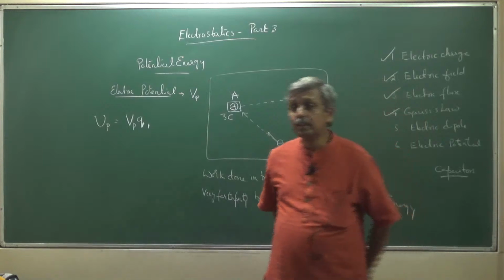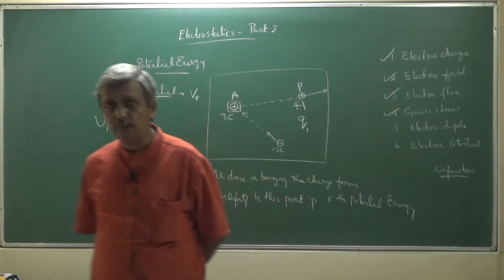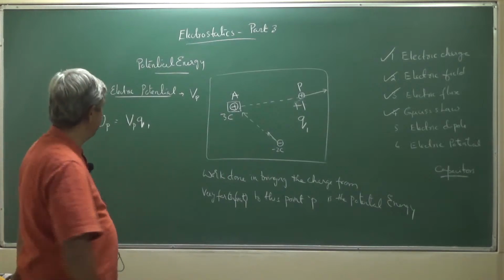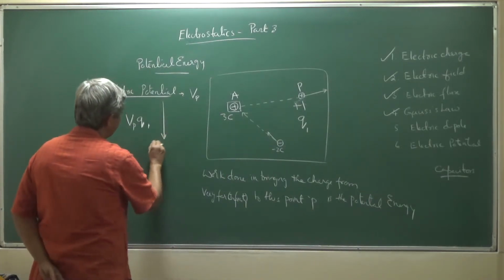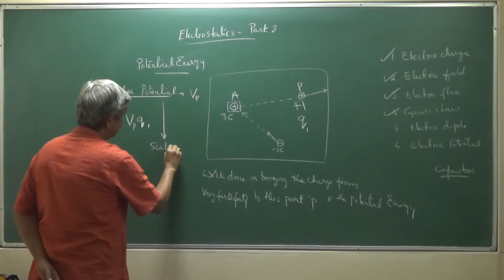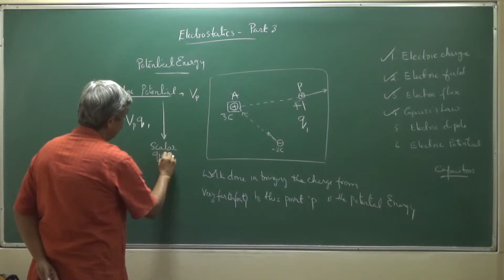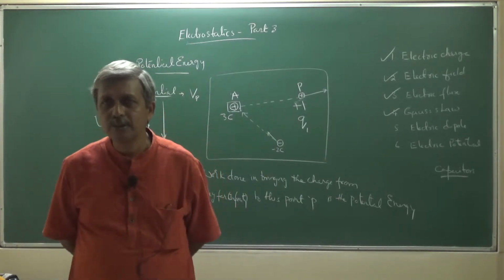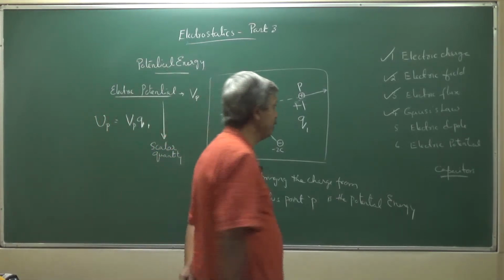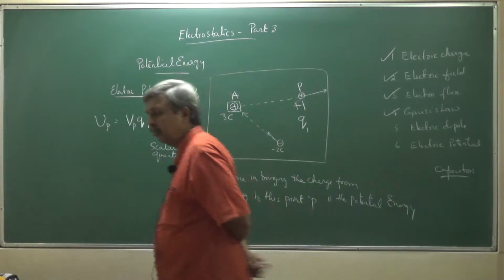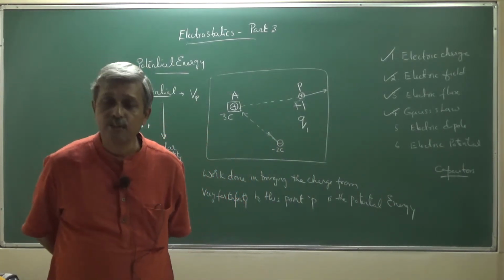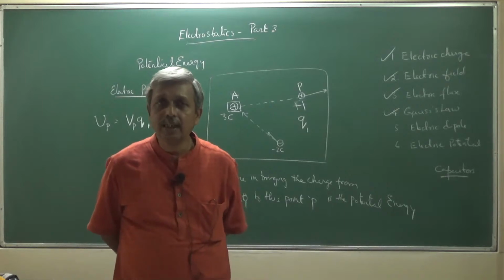Now, this electric potential is a scalar quantity. Scalar quantity means it doesn't have a direction, because you have put some effort bringing the charge from infinity to that point. That effort is in terms of joules, that much energy you are spending. It does not have any direction.